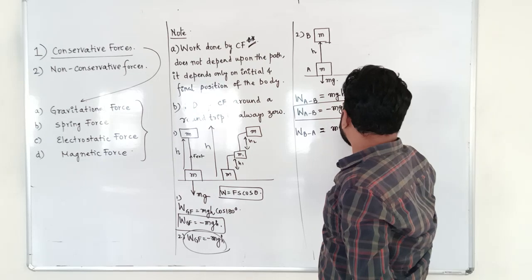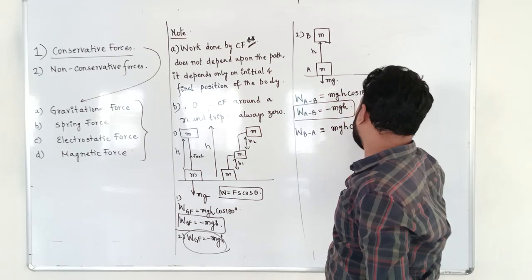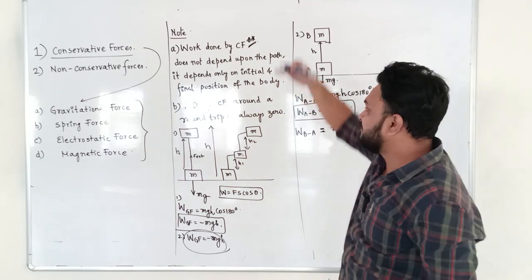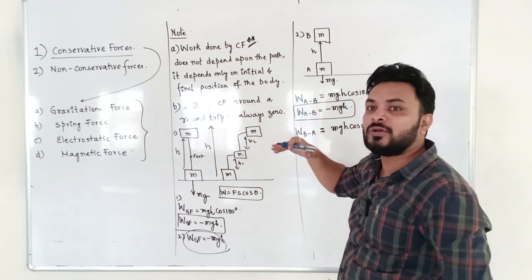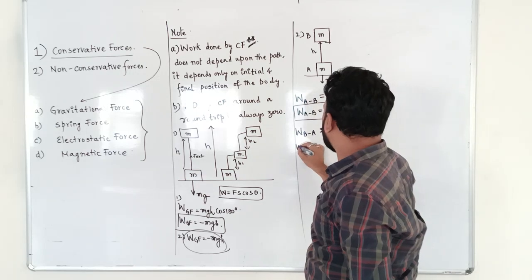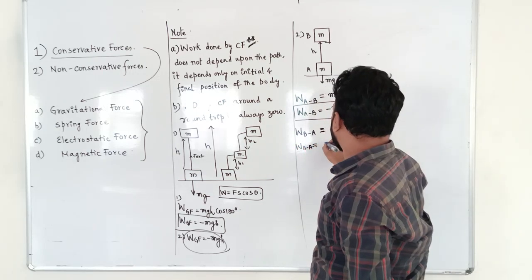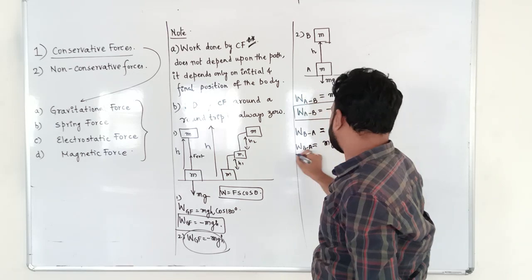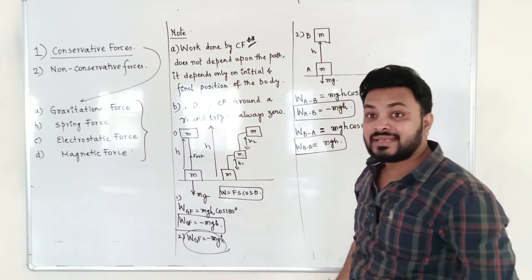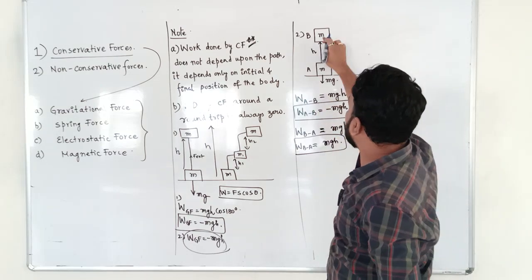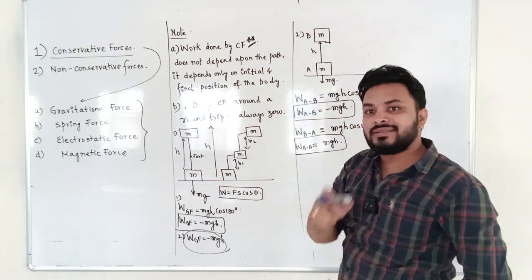What is the angle between mg and h? It is 0 degrees now. mg is downwards, h is also downwards. So now work done from B to A will be plus mgh. See, A to B, B to A, this is a round trip.